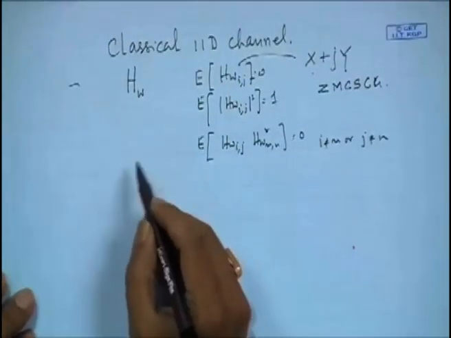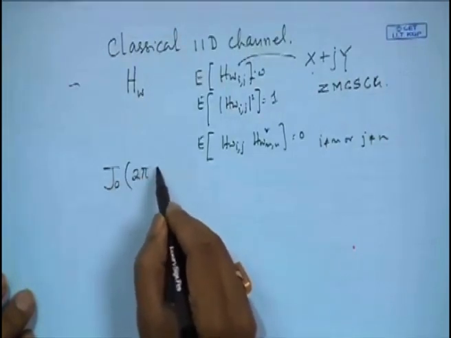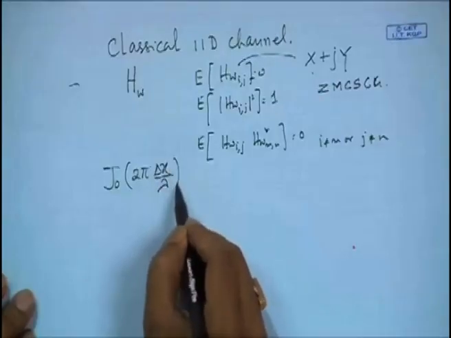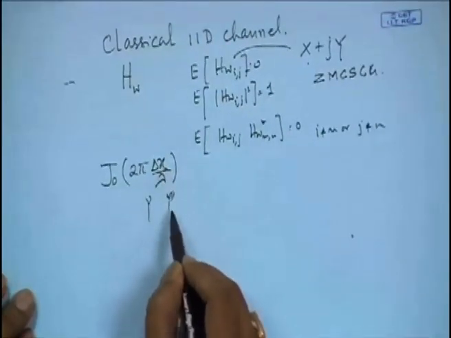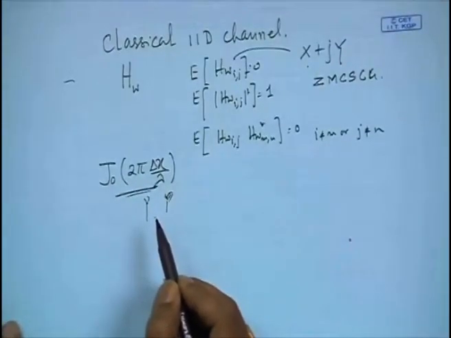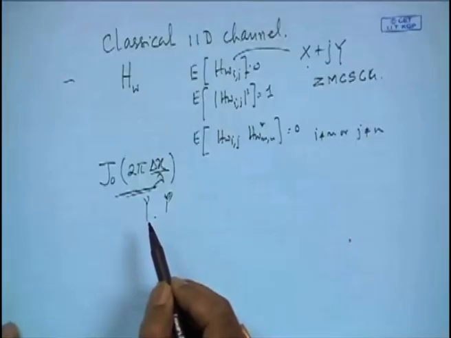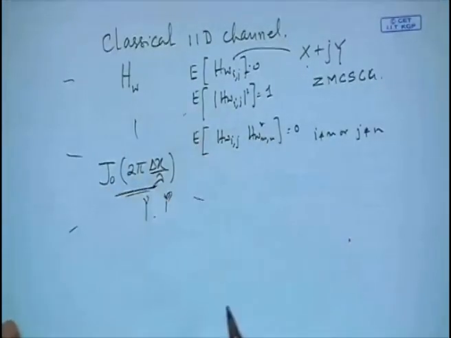The first kind of spatial correlation we studied was with J0(2 pi delta x by lambda), which basically shows that if the two antennas are separated by a certain distance delta x, the correlation falls as a function of delta x with respect to lambda in this fashion. And this is for uniform scattering, that means signals coming from all directions.